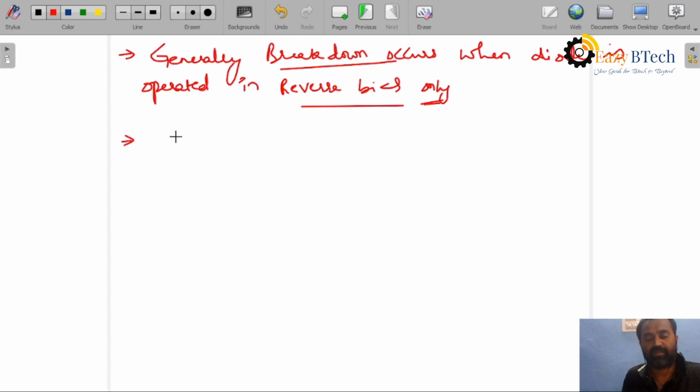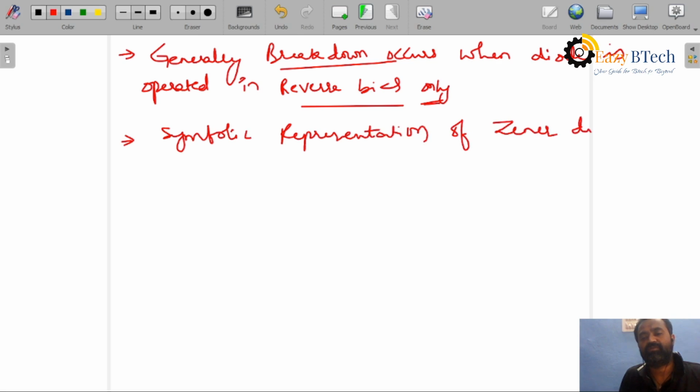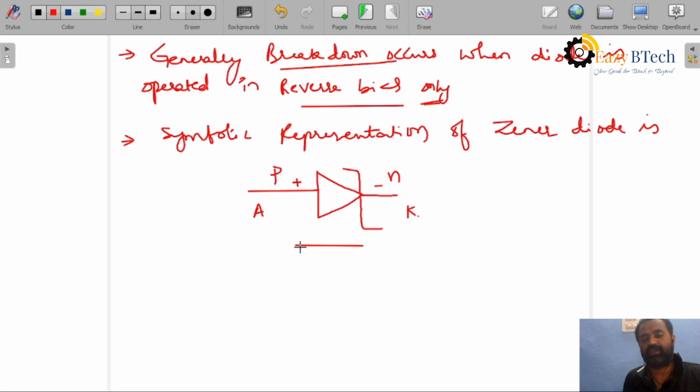Next, the symbolic representation of a Zener diode is this symbol. It has positive and negative terminals, anode and cathode. This is the symbolic representation of the Zener diode. This indicates Z.